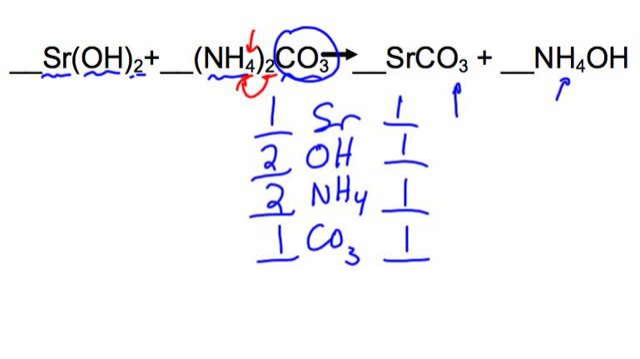This one's actually not too difficult to balance once we make this list. You'll see the only thing we have to change is put a 2 here to give myself 2 OHs and 2 NH4s. And that's it. This thing is balanced. It's done. And again, just make sure it's reduced. If you were playing around, it's possible you could have gotten the answer 2, 2, 2, 4. While this is technically balanced, it's not the proper way to do it. You're always supposed to reduce. So it'd be 2 here, 1, 1, 1.